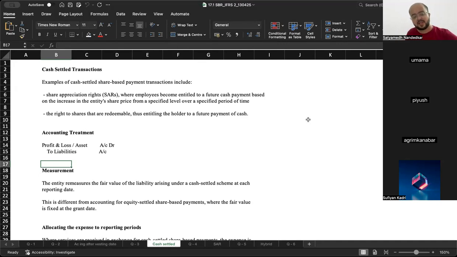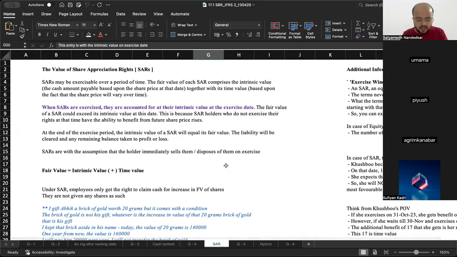So in case of cash settled transactions, which are also called share appreciation rights, what we do is we tell the employees कि listen, तुमको हम shares नहीं देंगे, but whatever is the change in the fair value of asset, वो amount आपको दे दिया जाएगा. That is why it is called a cash settled option. Most of these are in the form of share appreciation rights.